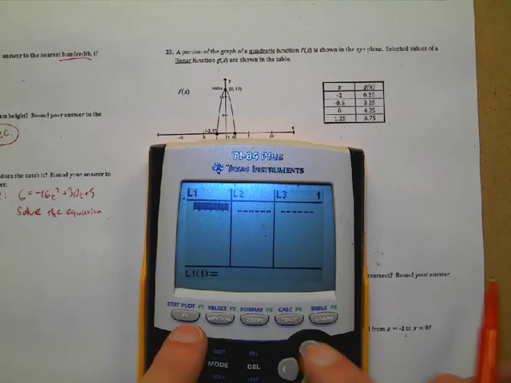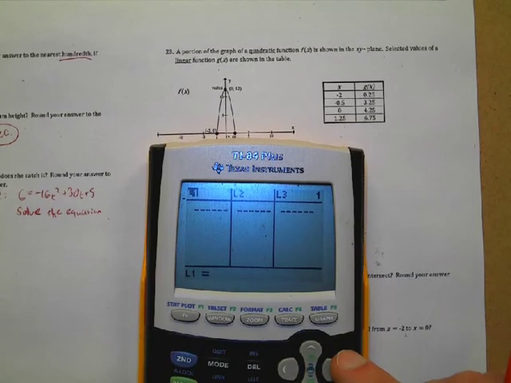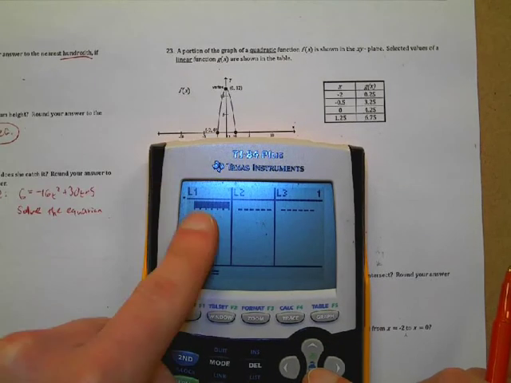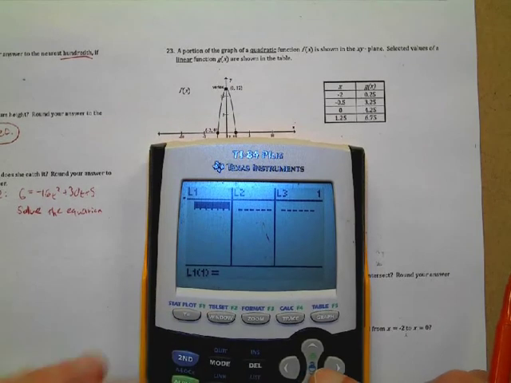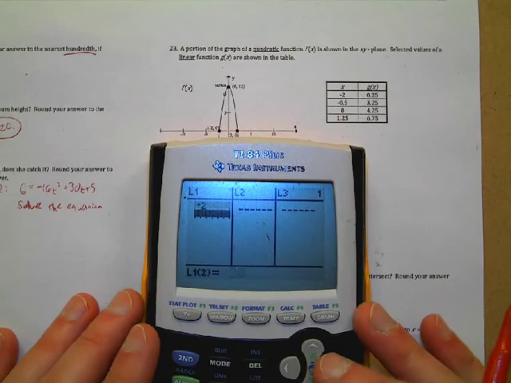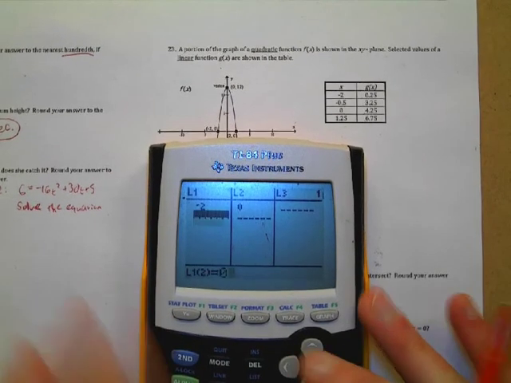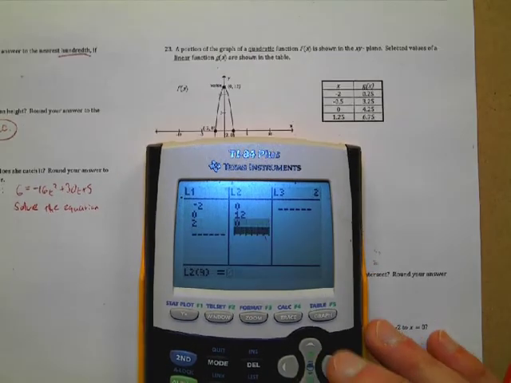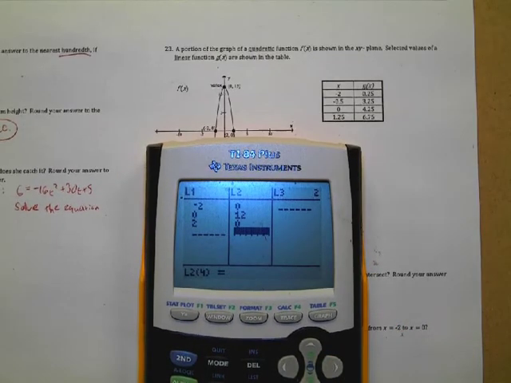And by that I mean clear, don't use the delete button, hit clear. Okay? And we'll type in our points here into this table, L1 and L2. So we'll do -2, and then the point 0, and then 0, 12, and then the point 2, 0, like that. Okay, so I typed in my coordinates. -2, 0 in the table, 0, 12 in the table, 2, 0 in the table.